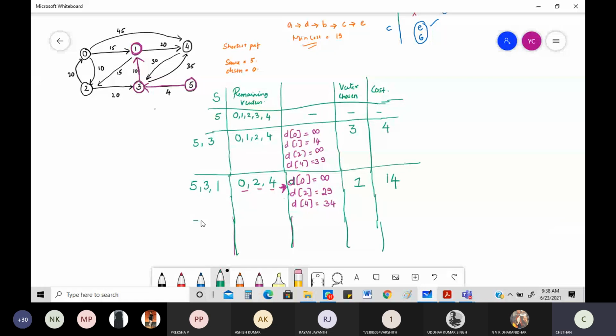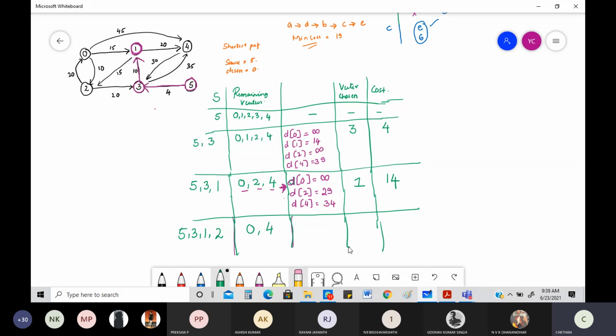Okay, so what is my next thing? Next thing is, what is the next thing I'm going to choose? 5, then 1 over, then the next easy thing is 2. Okay, so I need to go for 2. Remaining vertex will be 0, 4. Okay, 0 and 4. And what is the cost? What is the vertex that was chosen? 2. What is the total thing that you got?